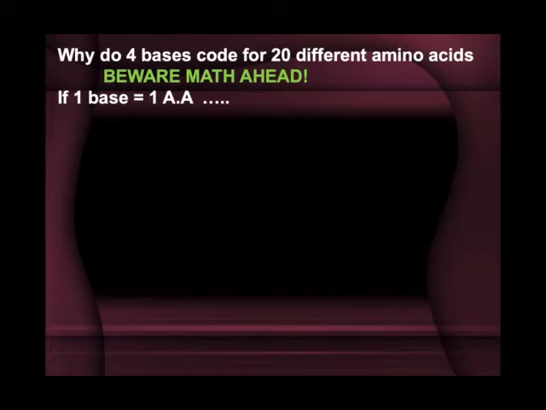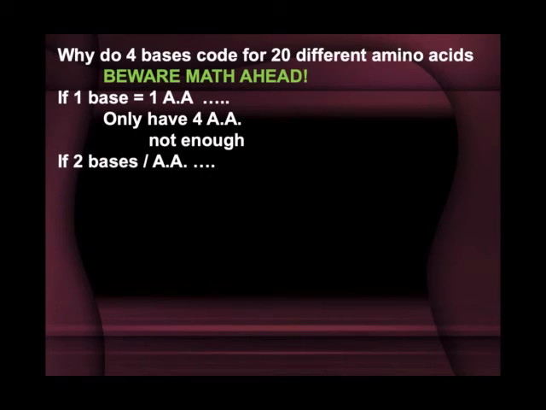So if one base coded for an amino acid, adenine would code for an amino acid, thymine would code for an amino acid, that's 2 amino acids, guanine would code for an amino acid, and cytosine would code for an amino acid. So we would actually only get 4 different amino acids, but we know that there are 20 different amino acids. So it couldn't be a one-to-one correspondence. There's not enough if we just have one base as one amino acid.